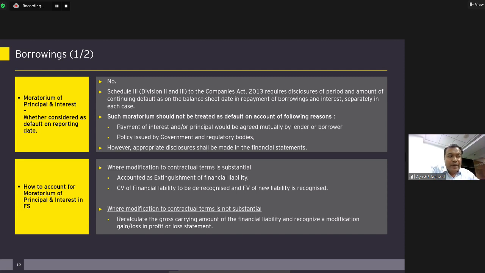It's a mutual agreement between both the parties, the company who took the loan and the counterparty, and hence it should not be viewed as a default. Accordingly, the moratorium of principal and interest should be disclosed as a modification to the underlying terms and conditions of the loan agreement. And hence, for moratorium of principal and interest, modification of financial instrument accounting should be applicable and not the set of default of loan accounting.